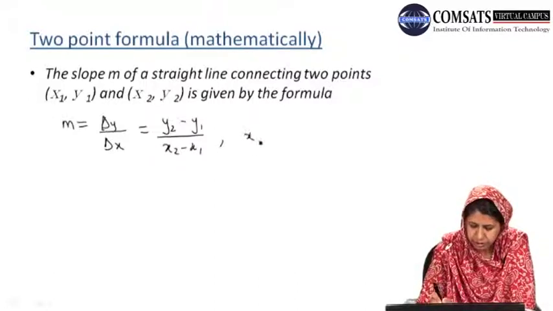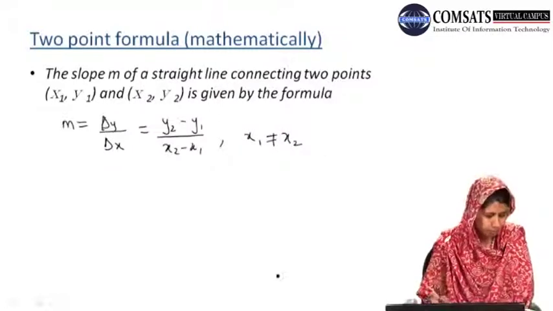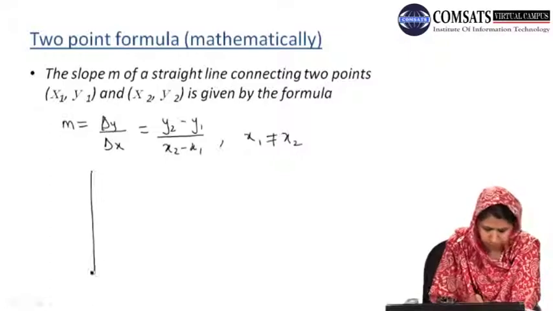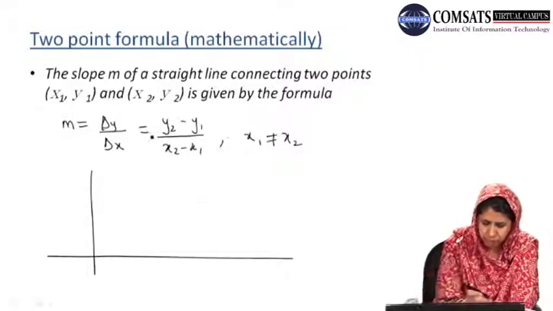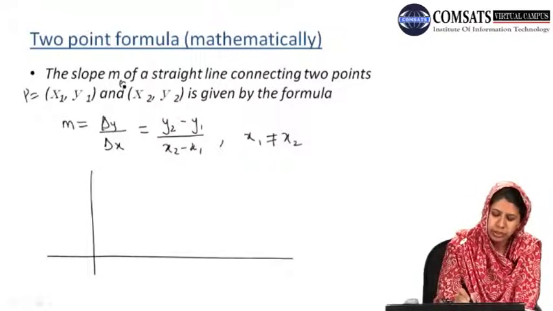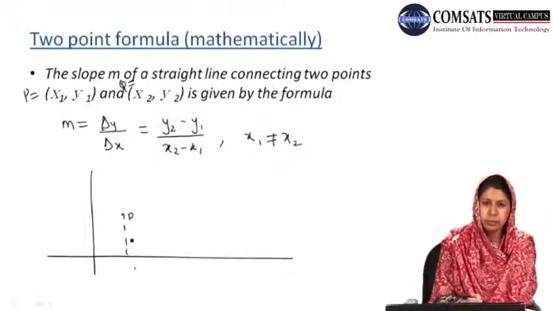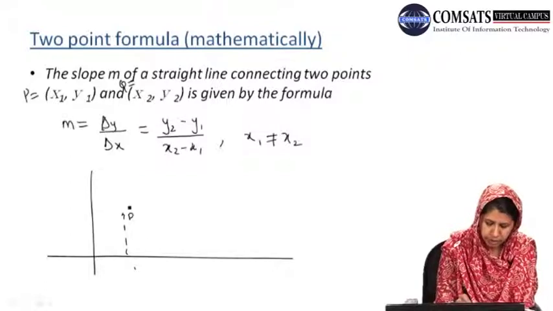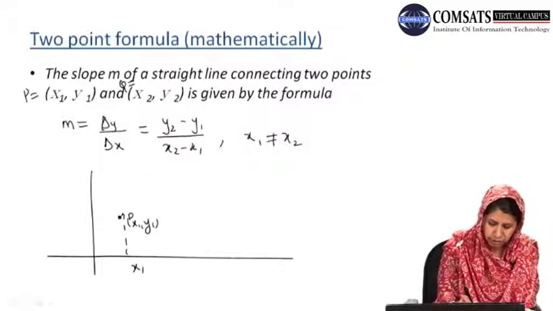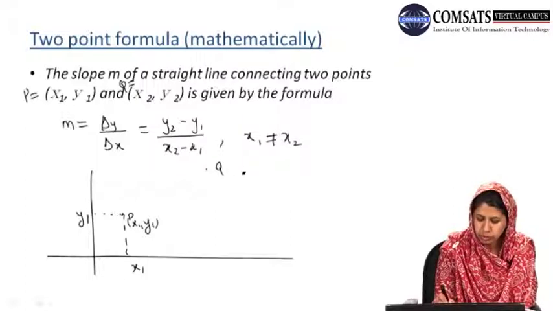Where the condition is that x2 should be different from x1. Okay, what do we mean by this? Let's say we have a point P having coordinates x1, y1 and point Q having coordinates x2, y2. This is our point P with coordinates x1, y1. So this is our x1 and this is our y1. This is our point Q with coordinates x2, y2.